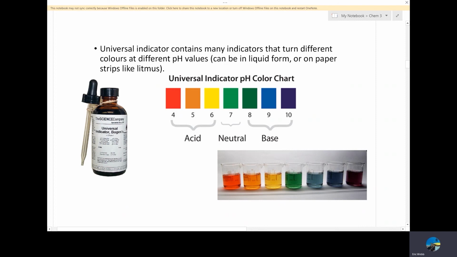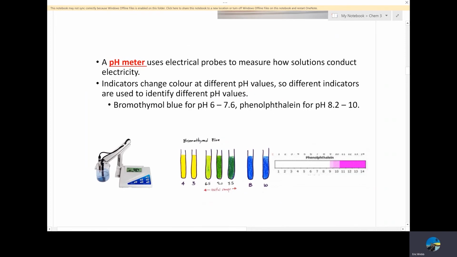If you're dealing with a liquid universal indicator, you'll see a row of colors like we have in that row of beakers in the bottom picture. So our solution is more acidic on the left side and more basic on the right side. We'll talk about this shortly, but acids and bases can carry an electric charge. We can use a pH meter to actually measure how much electric current can move through that solution.